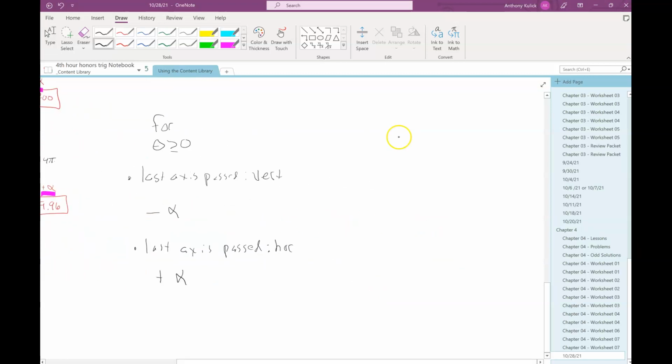What do you think is going to happen if theta is negative? They're reversed, yeah. So if the last axis passed is vertical, you'd add. And if the last axis passed is horizontal, we'll subtract.